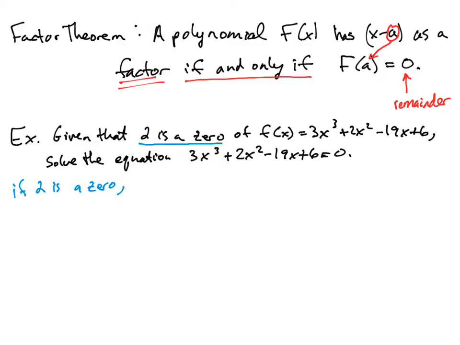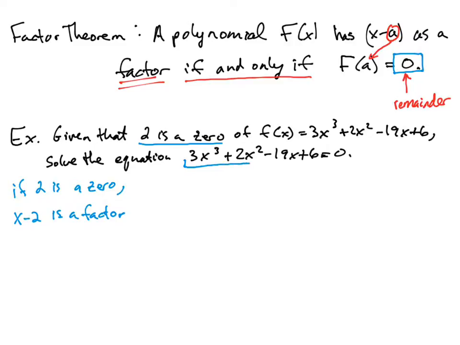what this means is x minus 2 is a factor, right? A 0 just means, well, when I input that value into the function, I get a value of 0 as its output. Well, if I get 0 as the output, what we just saw in the factor theorem means that x minus that input is a factor. So what we're going to do is divide this using synthetic division.